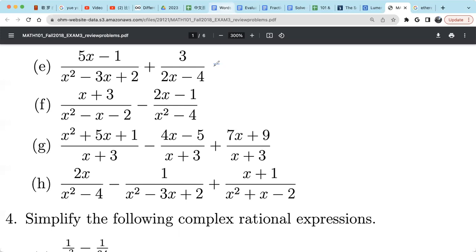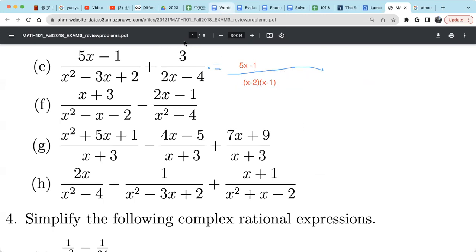Okay, similarly, oh, this is a plus. Plus, we need the common denominators. So this term, we want to factor as 2 times x minus 2. Let's write them in the factored form first. So we still have 5x minus 1 in the numerator. Then the denominator we want to put in the factored form, which is x minus 2 times x minus 1.